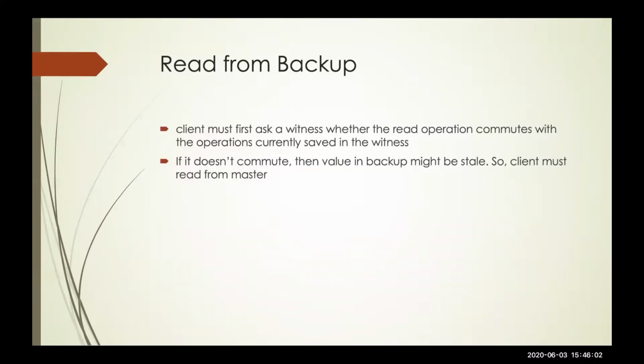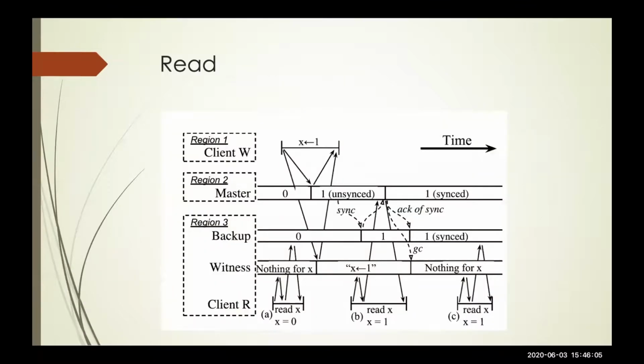And there is a very nice diagram here describing the read operation. If you see here, client R first checks with the witness whether the read X is commutative with all the operations. The witness responds true, that yes, it is commutative. Then the client R proceeds and reads from the backup.